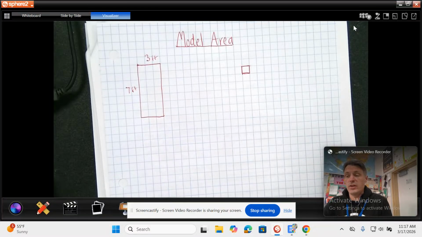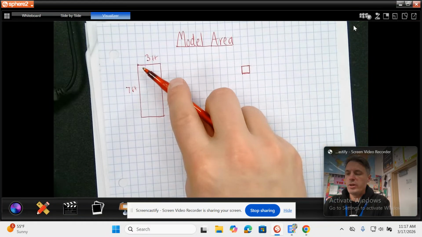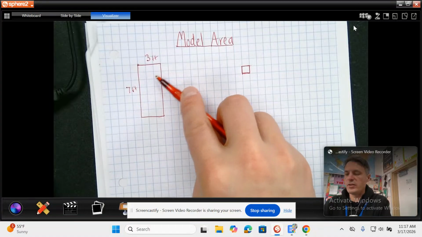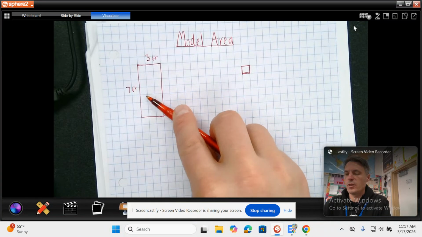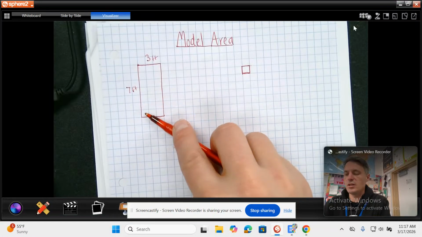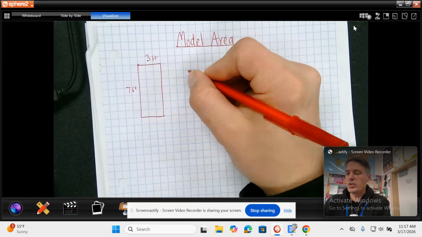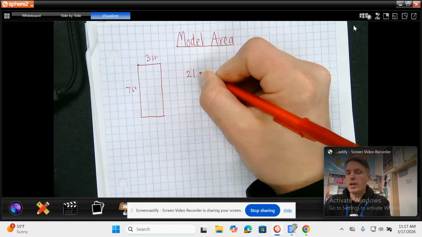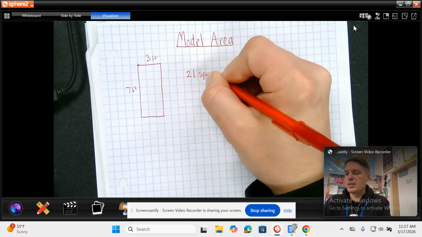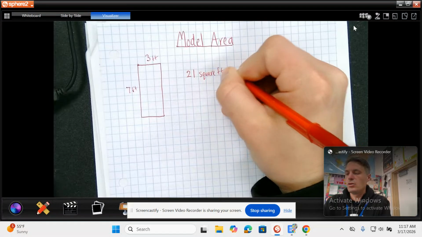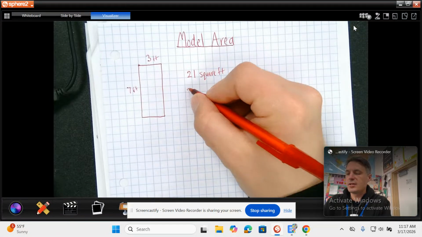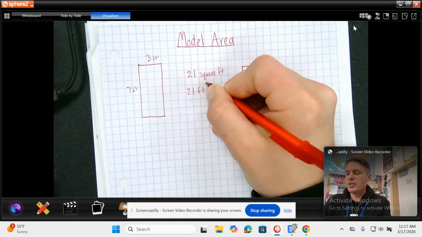So one way we could find it is we could just count them. We could say 1, 2, 3, 4, 5, 6, 7, 8, 9, 10, 11, 12, 13, 14, 15, 16, 17, 18, 19, 20, 21. Okay, so the area is 21 square feet. Or we could write that as 21 feet squared.